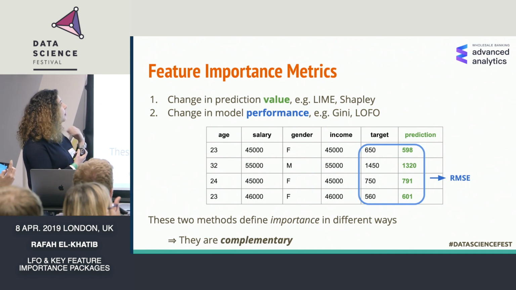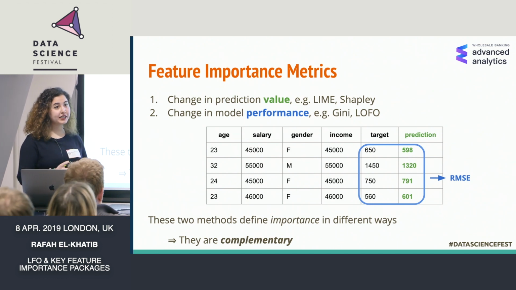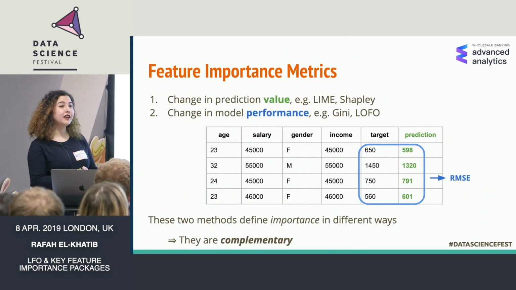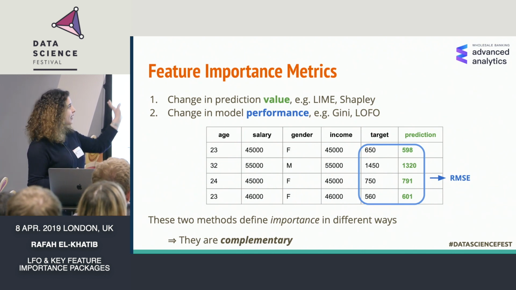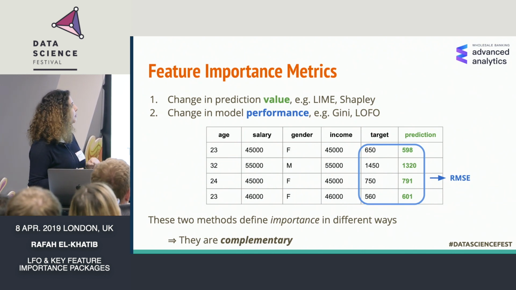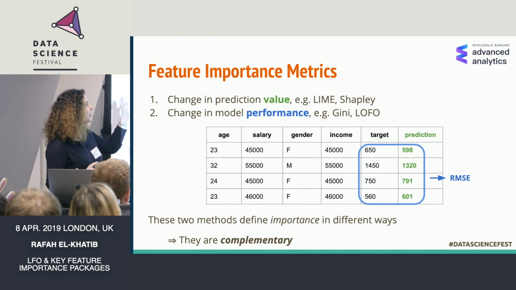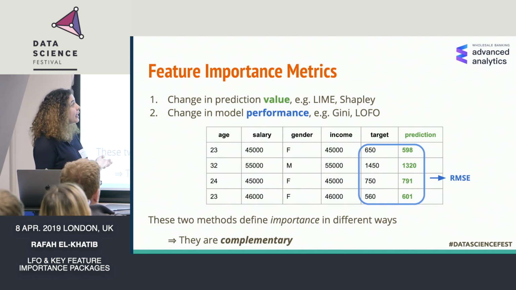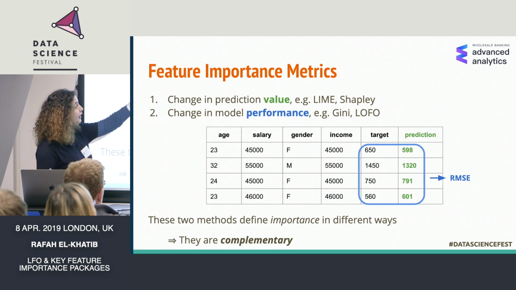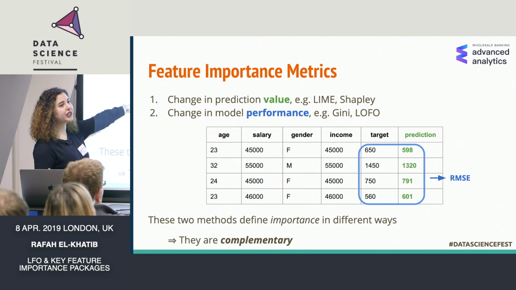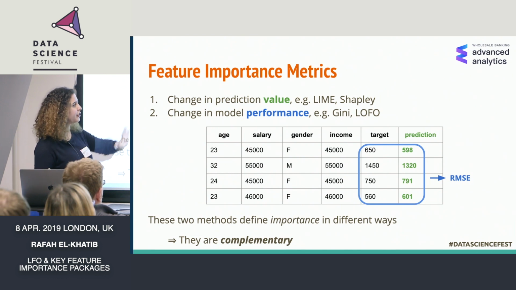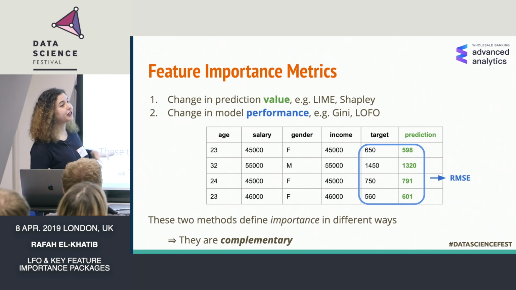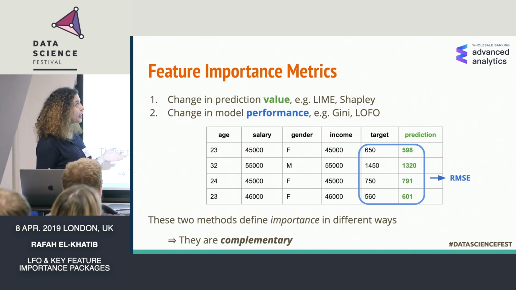There's another way you can classify feature importance metrics, which is how they define importance or how they calculate it. Let's take this very simple dummy data set. We have some features: age, salary, gender, income, the target, and the prediction. One way to define importance is to look at the value of the prediction, the green here, and how it changes with, let's say, changing the features. So how is the prediction on its own changing? That's the first class, the change in the prediction value. Some packages that do that are Lime and Shapley. Lime we talked about, Shapley I will talk about.